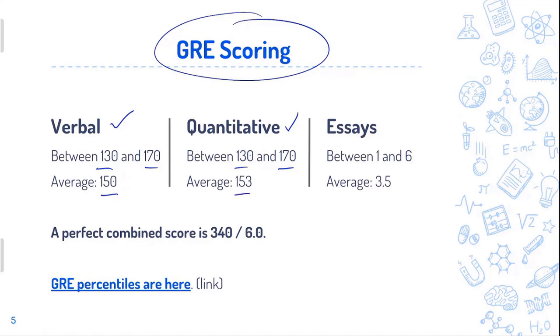Sometimes people talk about their GRE score as a combined score. For example, some grad programs say they want a minimum GRE score of 300. By that they mean the sum of your verbal and math scores. So like a perfect combined score would be a 340.